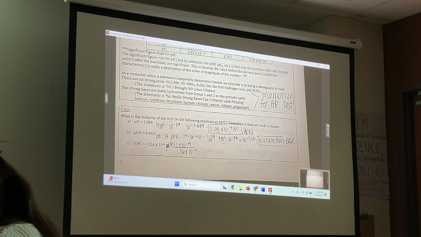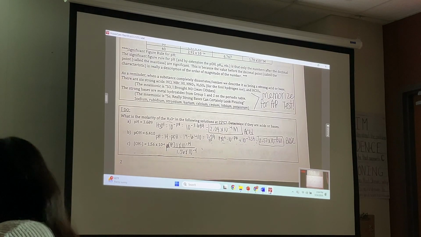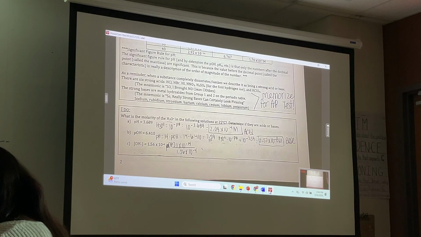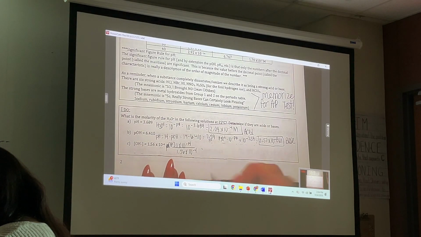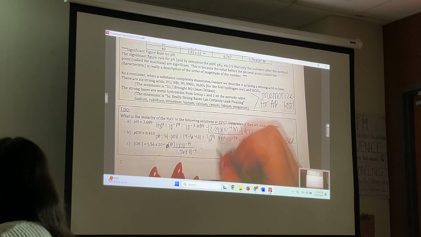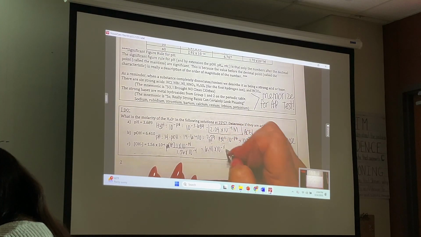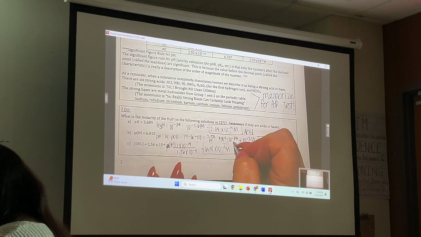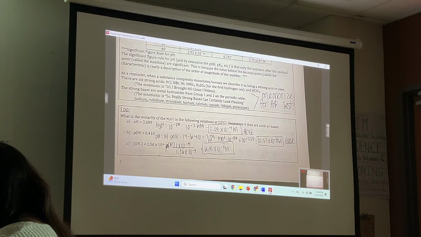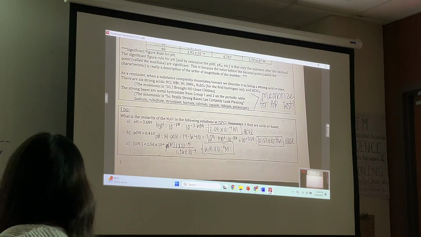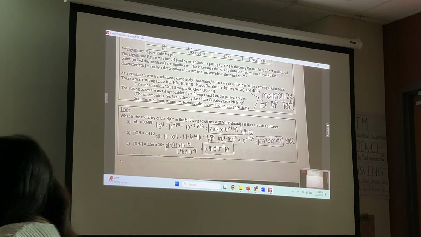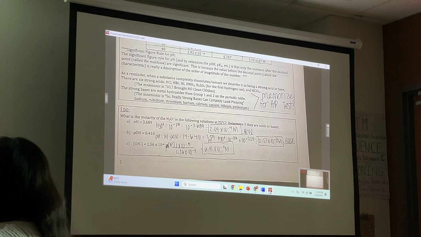1 times 10 to the negative 14, divided by 1.56. All right, I get 6.41 times 10 to negative 11 as my concentration. Are we in agreement with my answer? Excellent. Now, again, we also need to know if we have an acid or a base.